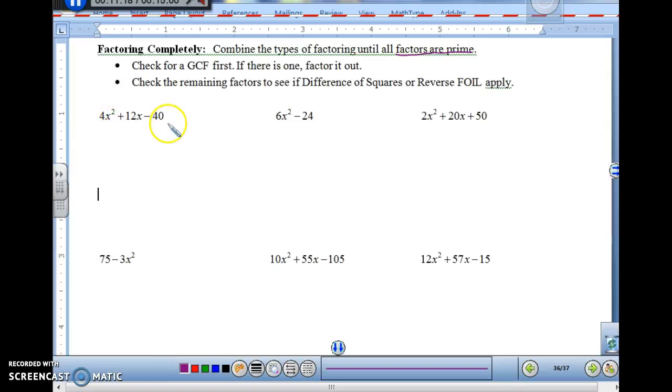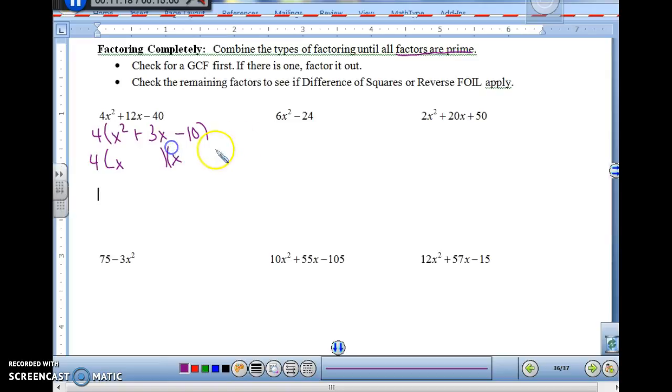4x squared plus 12x minus 40. Does that have a GCF? Yes, it does. The GCF in this particular one is going to be 4. So if I GCF out the 4, I am left with x squared plus 3x minus 10. Well, 4 is completely factored. X squared plus 3x minus 10 is a trinomial. It's probably reverse FOIL. Let's see if it is.